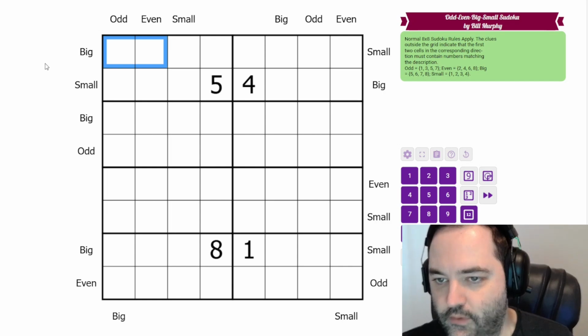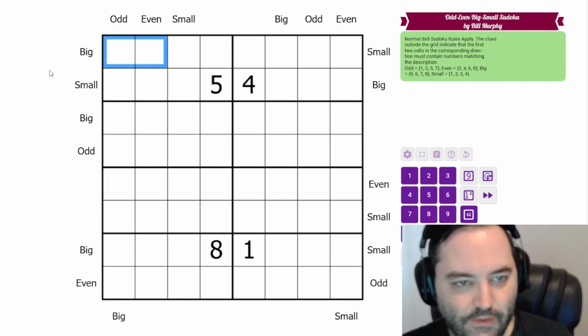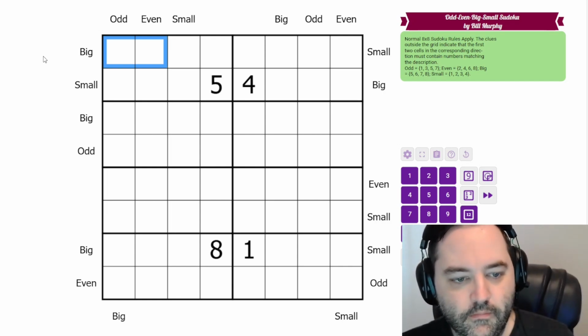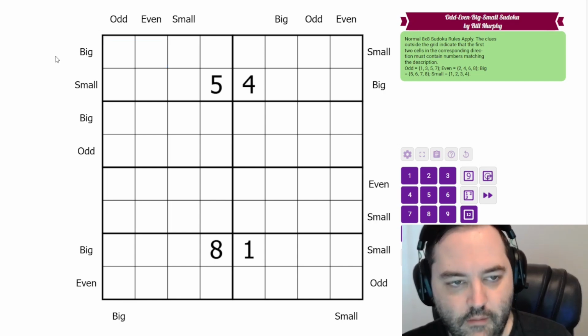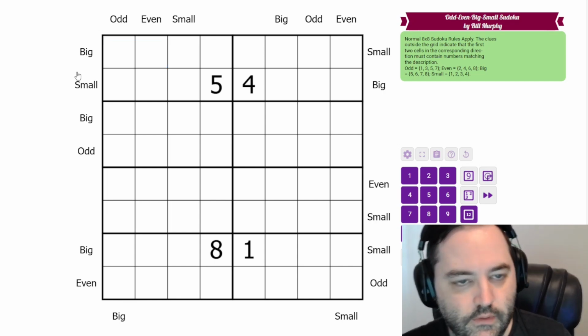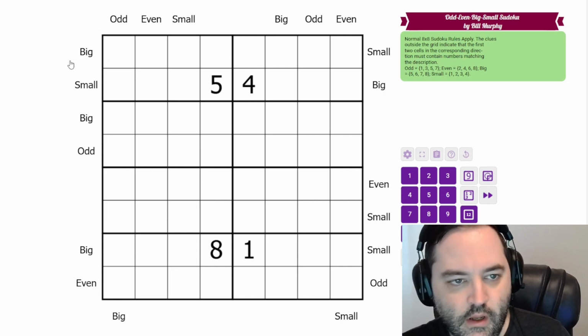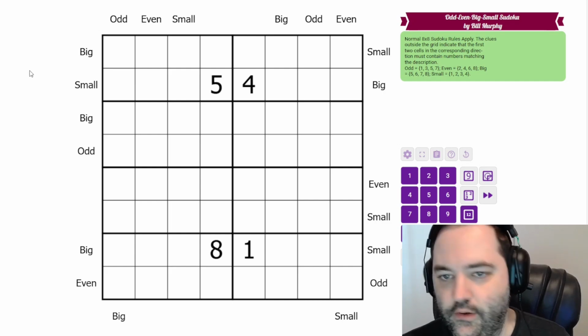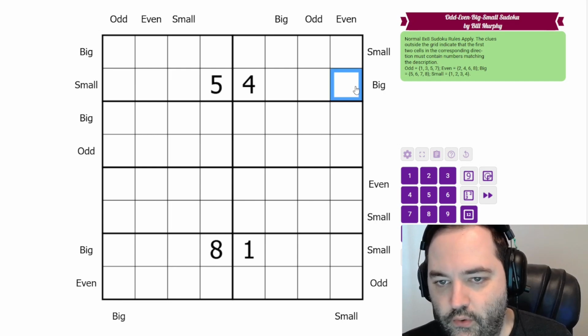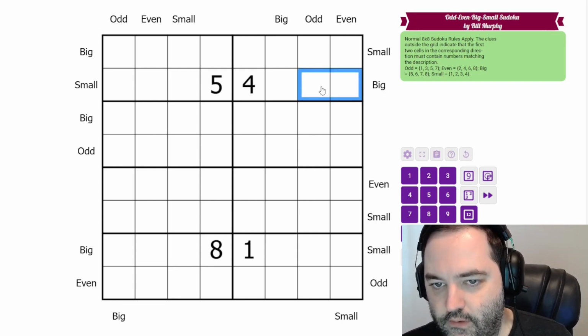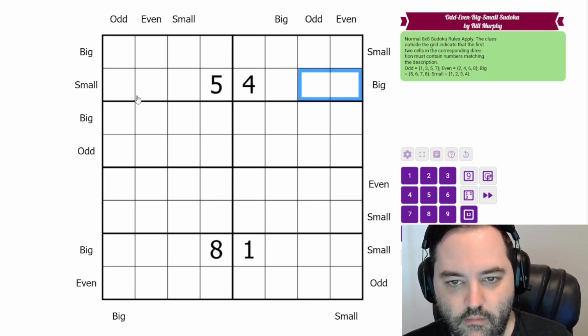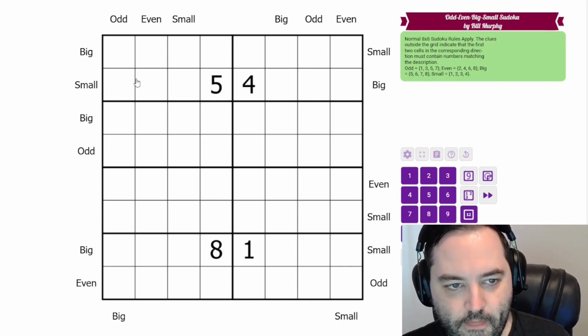And then you have some confusion over whether 5 is big or small. I don't know that I've ever seen this as a 9 by 9. You could do it. Typically it's an 8 by 8. So we have big, we have small, we have odd, we have even. Those are the categories, and all of the clues apply to the first 2 cells. So this big applies to these 2 cells, for example. Those are the rules, and we will start up here.